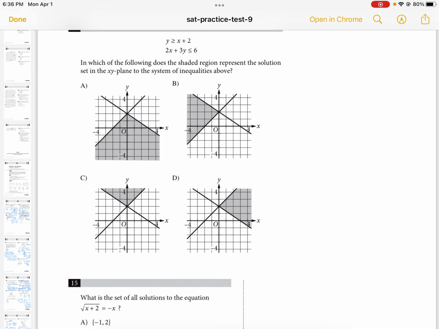Alright. y is greater than or equal to x plus 2. 2x plus 3y is less than or equal to 6.